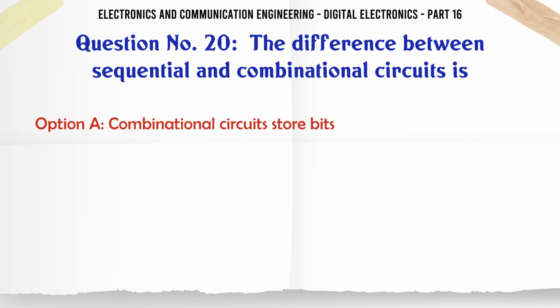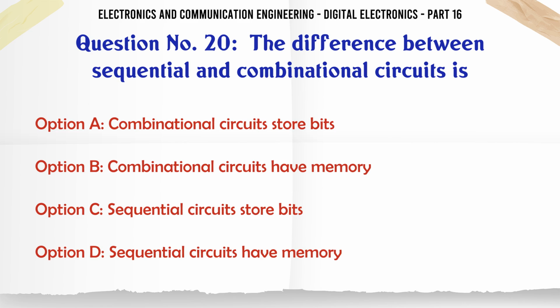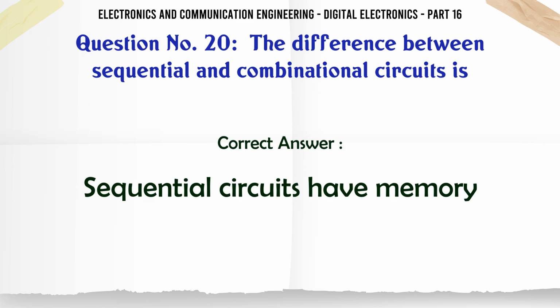The difference between sequential and combinational circuits is: A. combinational circuits store bits, B. combinational circuits have memory, C. sequential circuits store bits, D. sequential circuits have memory. The correct answer is sequential circuits have memory.